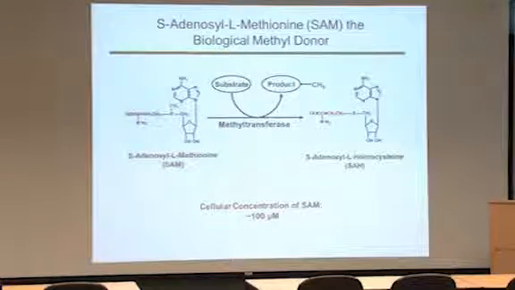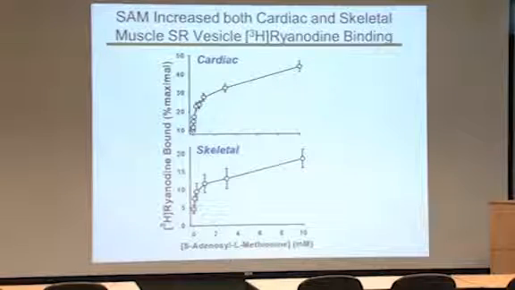Smooth muscle is pretty heterogeneous. You could have multiple different isoforms of ryanodine receptor in there. So we decided to try some of this on our channel preps from either skeletal muscle or cardiac muscle. And what we saw is, yes, indeed, both cardiac and skeletal muscle SR were activated by SAM. So you see this ryanodine binding.